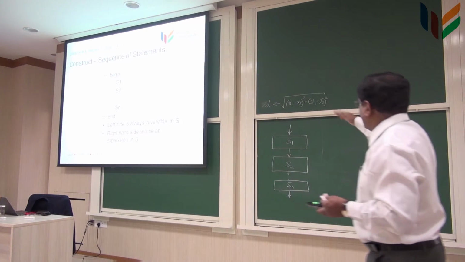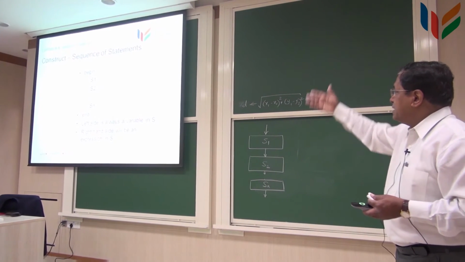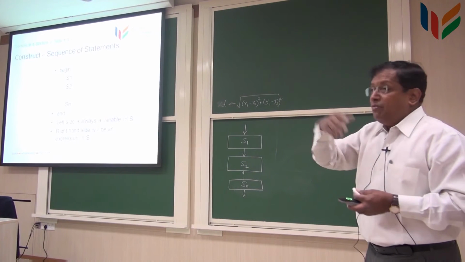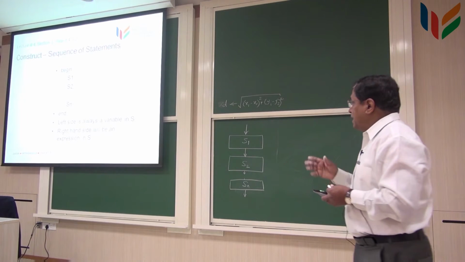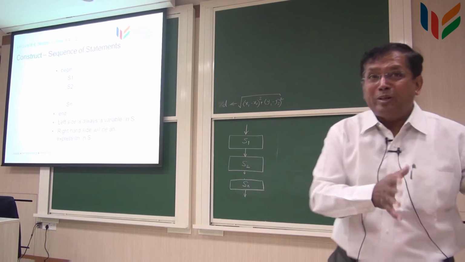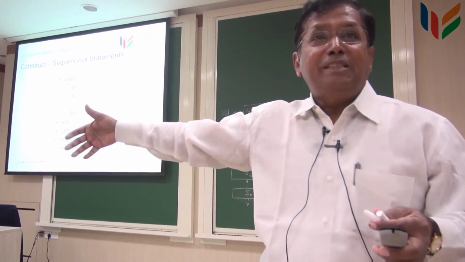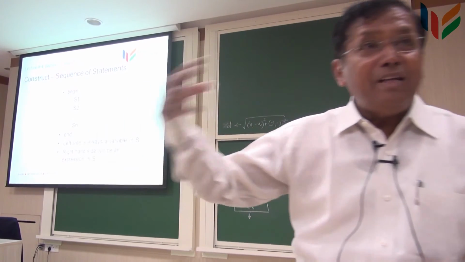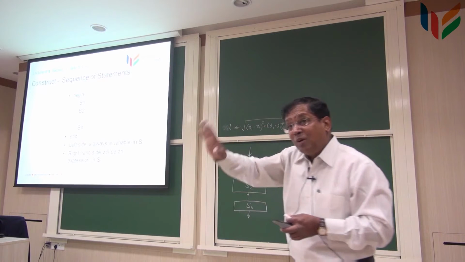You will find that such statements are combined together, and we generally call it the sequence of statements. This is one construct, and it has to be used obviously in our programs. The left side is always a variable. It's not an expression; I cannot say x plus y is equal to something. On the left hand side you have only one variable which is given the assignment, and the right hand side will be an expression. So this is one construct.